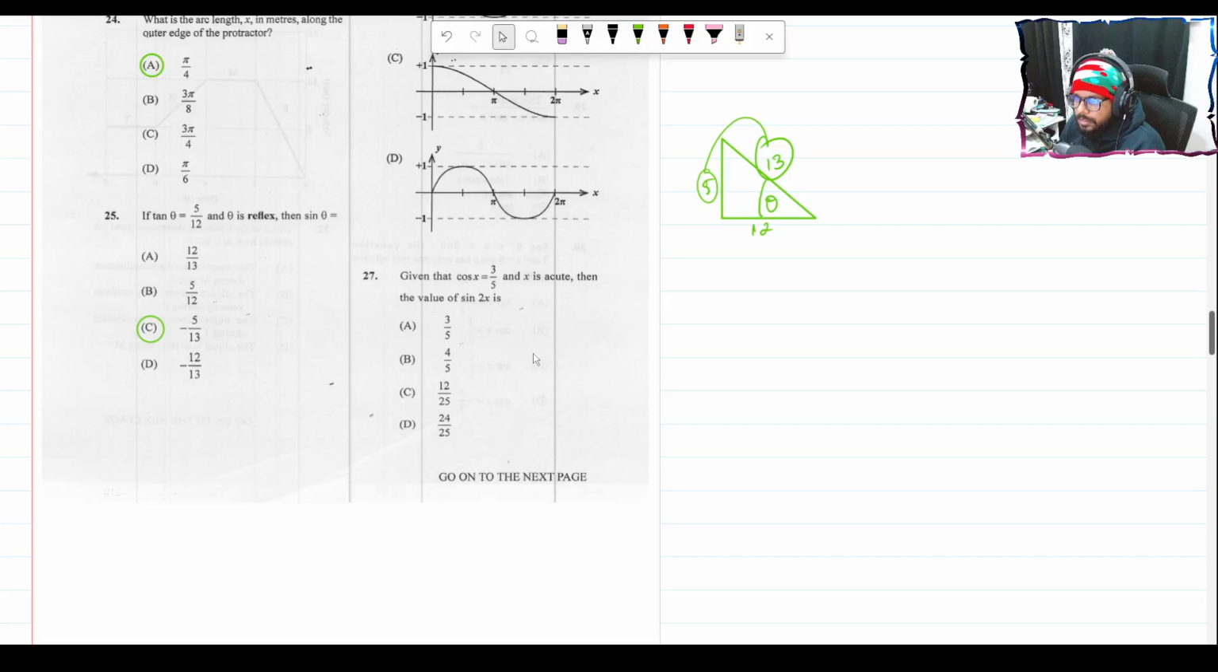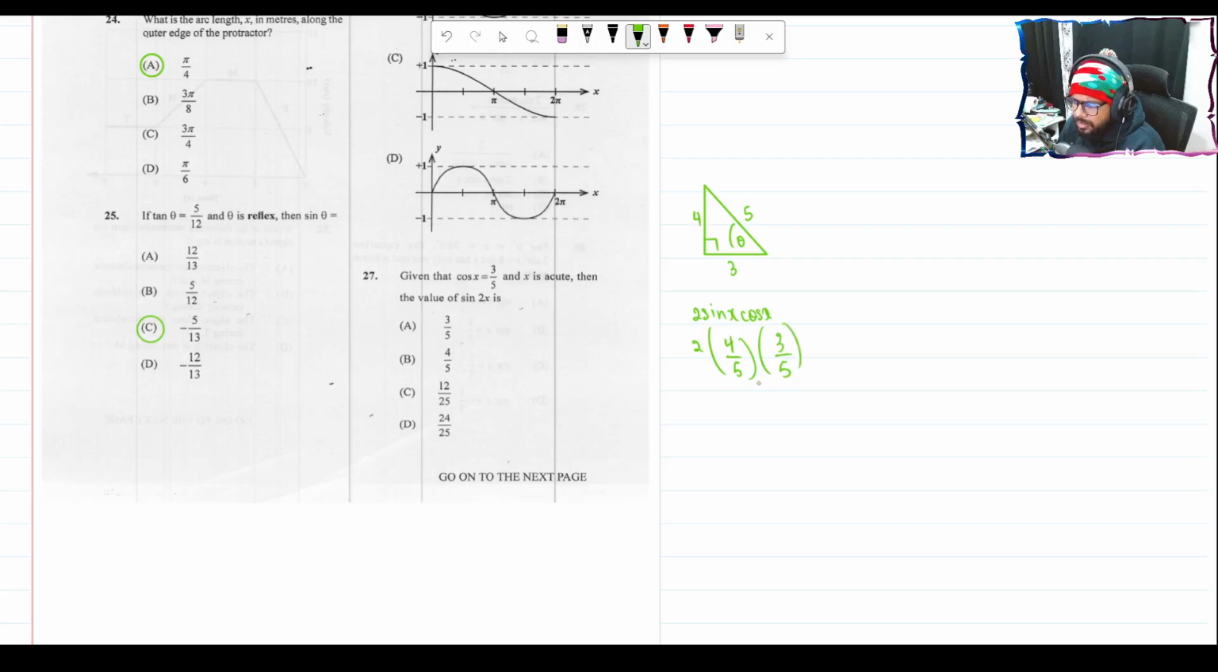Cos x is 3/5, and x is acute. The value of sine 2x is... bust out your double angle formula, right? So first, let me do the same thing we did with the tan question. Theta, cosine is adjacent over hypotenuse, which is adjacent, 3 over 5. Again, a Pythagorean triplet. And sine 2x is 2 sine x cos x, which is 2 times sine x, which is 4/5. And we know what cos x is, 3/5. So we have 25 as the denominator, and 4 twos are 8, 8 threes are 24. 24 over 25. The answer is D.